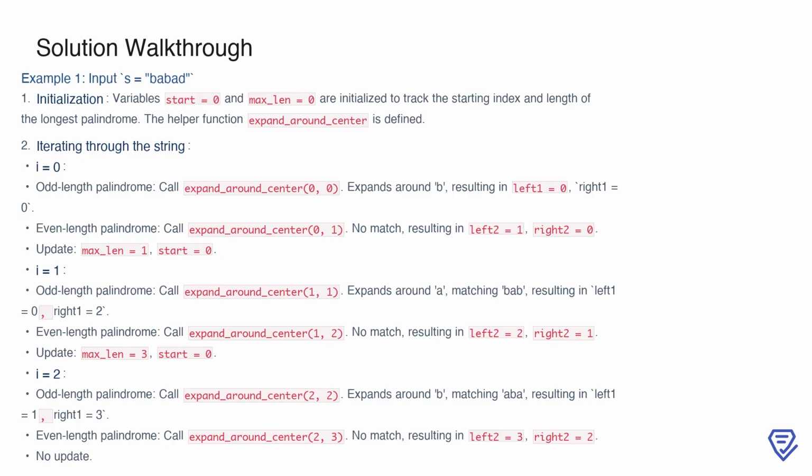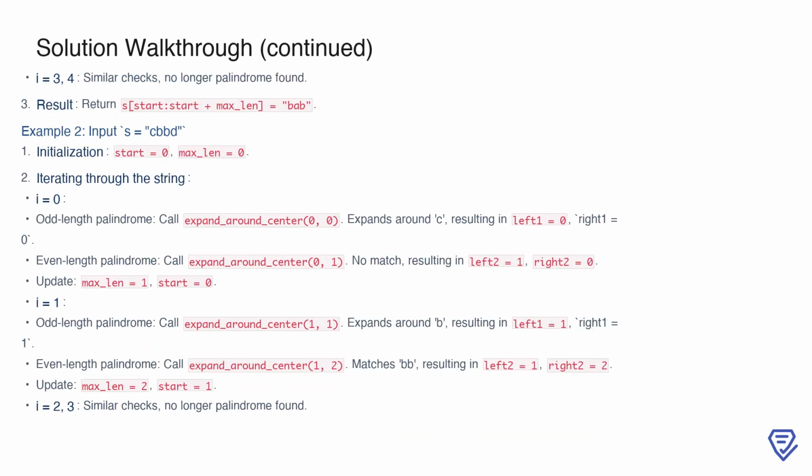At i equals 2, the odd-length check with expand_around_center, 2, 2, expands around b, matching the substring aba, with left1 equals 1 and right1 equals 3. The even-length check with expand_around_center, 2, 3, finds no match, resulting in left2 equals 3 and right2 equals 2. Since the length of the new palindrome is not greater than the current max_len, no update is made.